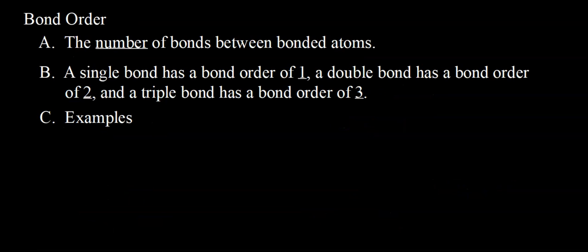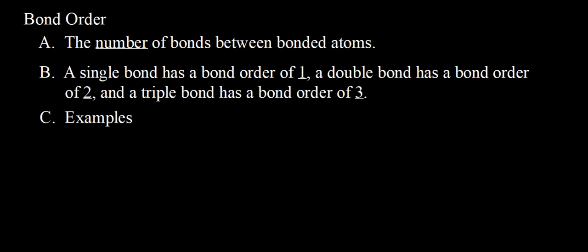So we have something called bond order. There are these things called properties of a covalent bond: bond order, bond length, bond energy. So here we'll just cover bond order. Pretty simple. Bond order refers to the number of bonds between bonded atoms.